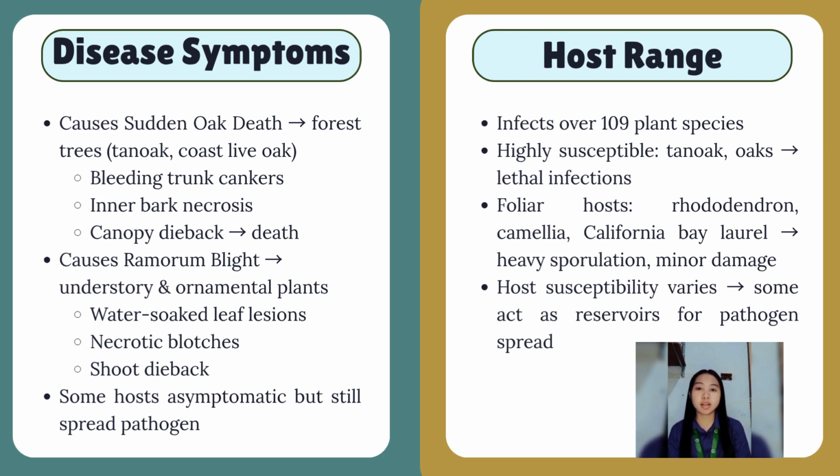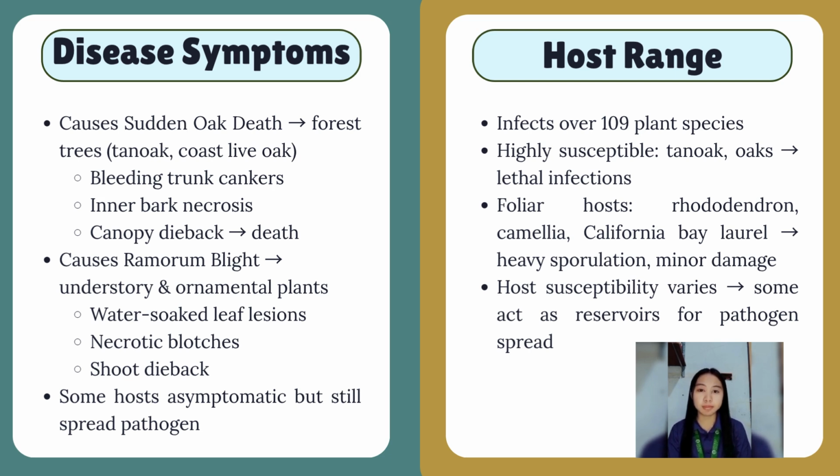In contrast, on understory and ornamental hosts, the pathogen causes ramorum blight. Here, we typically observe water-soaked leaf lesions, brown to black necrotic blotches, and shoot dieback, which can reduce plant vigor. An important point is that some plants remain asymptomatic, but they can still carry and spread the pathogen, making disease management more challenging.